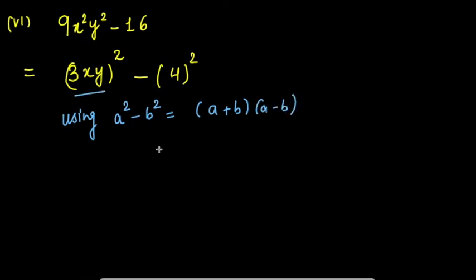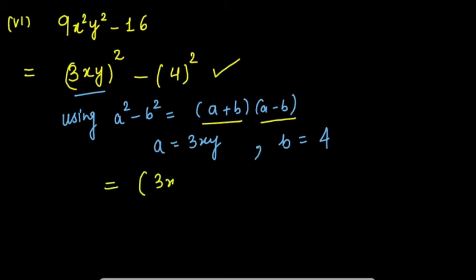What is my a here? It is 3xy. What is my b here? 4. Now what I have to do is write the given expression in the form of (a + b)(a − b) to write the factors. So let's simply write (a + b)(a − b). So these are the factors of the given expression.